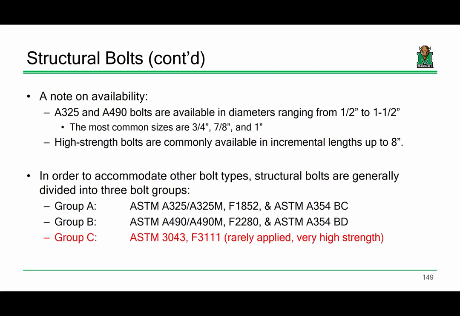I'm going into this because I don't want you to think that Group B bolts actually exist. Group B is just a way that the steel manual organized all of these similar bolt types.